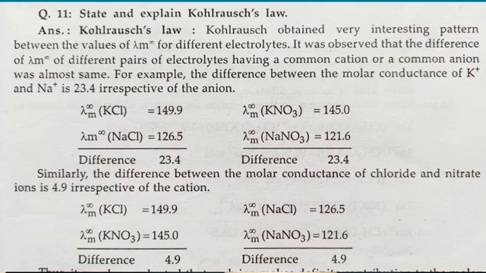If you want a recap once again: in the first case the anions are common, chloride with potassium and sodium, and the difference is 23.4. In the second case the cations are common, only the anions have changed, but still the difference is constant. That means keeping the cation common, if we change the anion in a pair of compounds, the difference is constant, and vice versa if we change the cation.